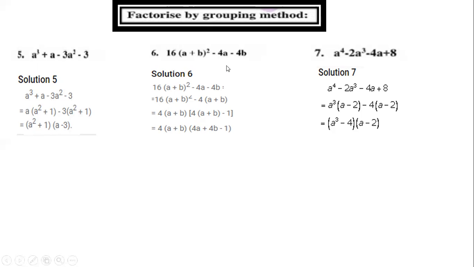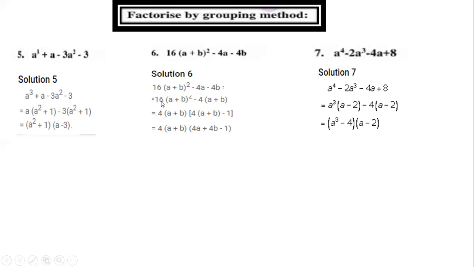In the question number 6, 16(a + b)² − 4a − 4b. See, from this 4a, 4b having negative sign, can I take minus 4 common? Yes. Take out minus 4 common and we are left only with a + b.